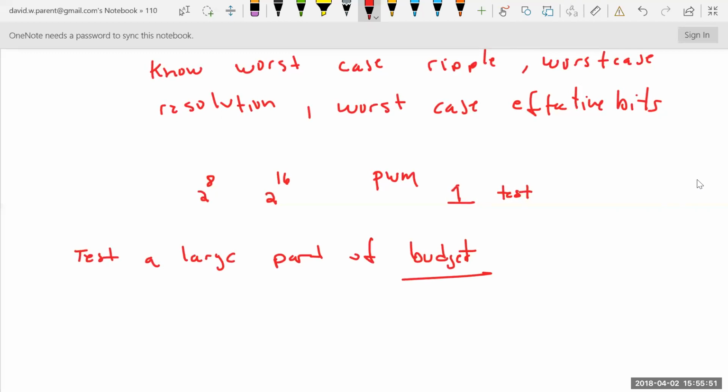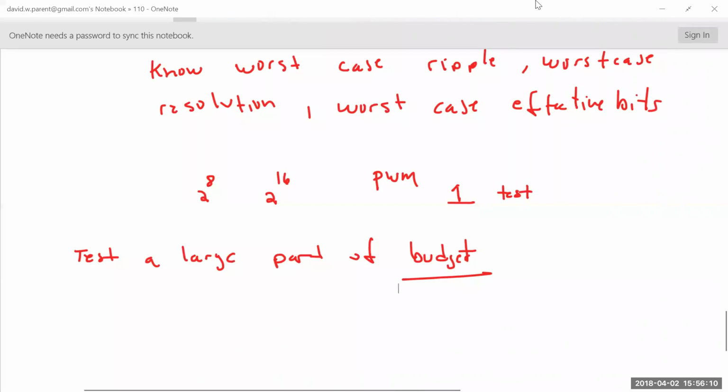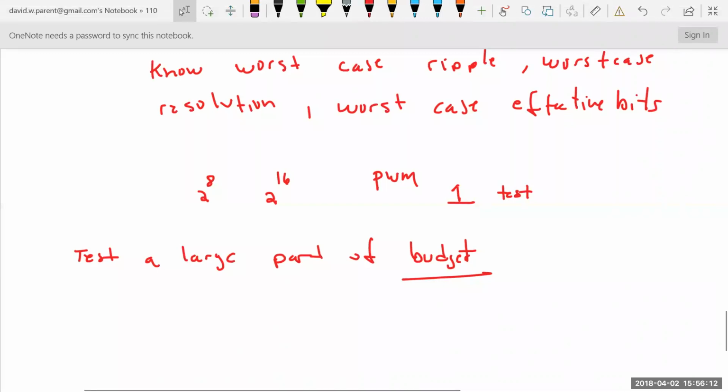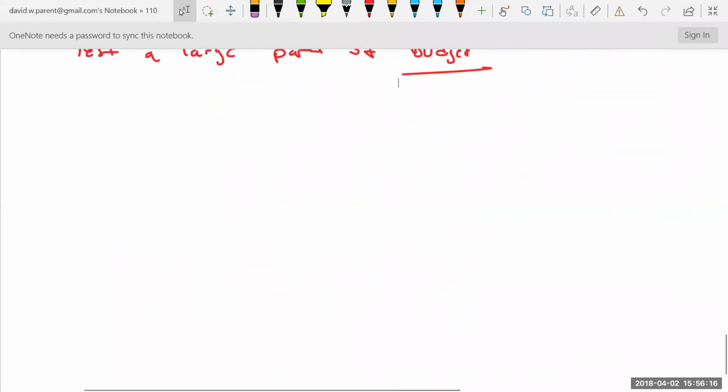Testing is a huge part of the budget. Sometimes it's easier to design it than to actually verify that it worked. So if you can reduce your test budget, you're making the product for cheaper, right? So through Fourier series analysis, you can prove that's the case. Therefore, you know what's going on.